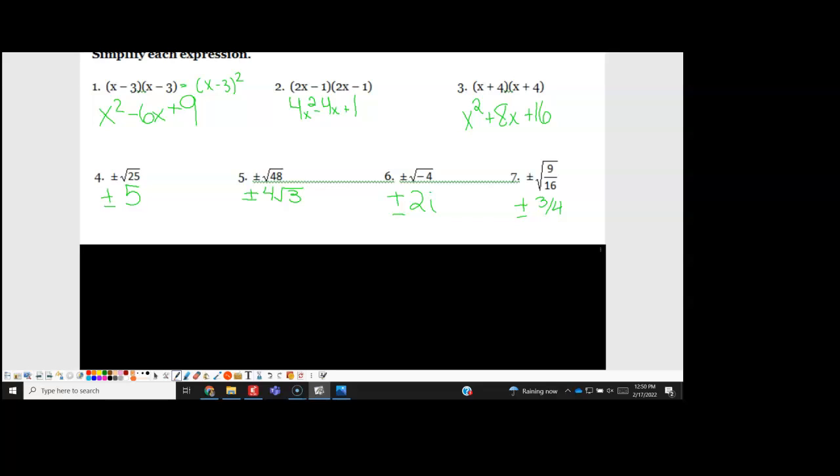All right, and then 4, 5, 6, 7, that's like what we did at the beginning of 5.4. Simplifying square roots. If you have a negative under your radical, it becomes an i. If you have a fraction, you treat it like the top and the bottom separate, and that plus or the minus stays in front.